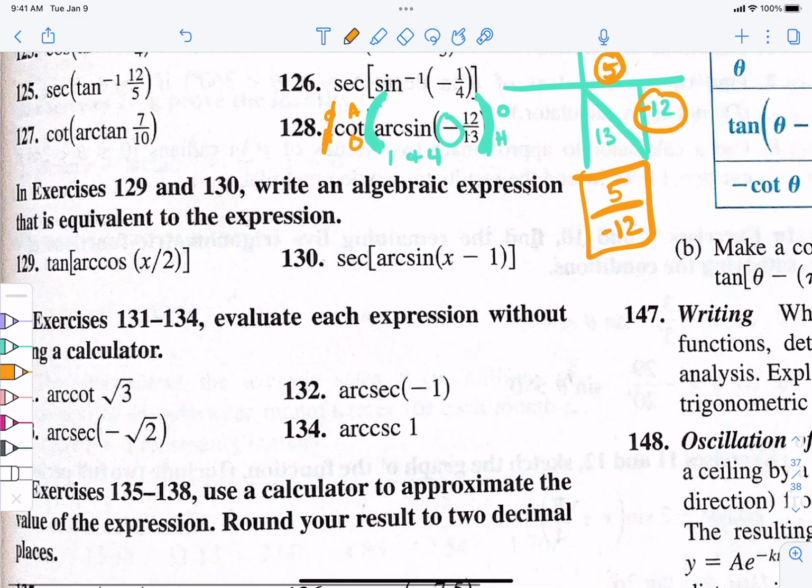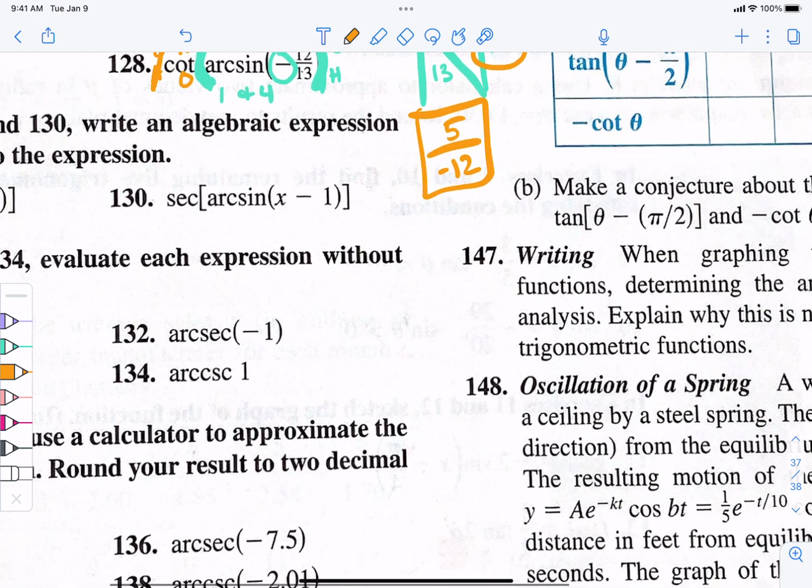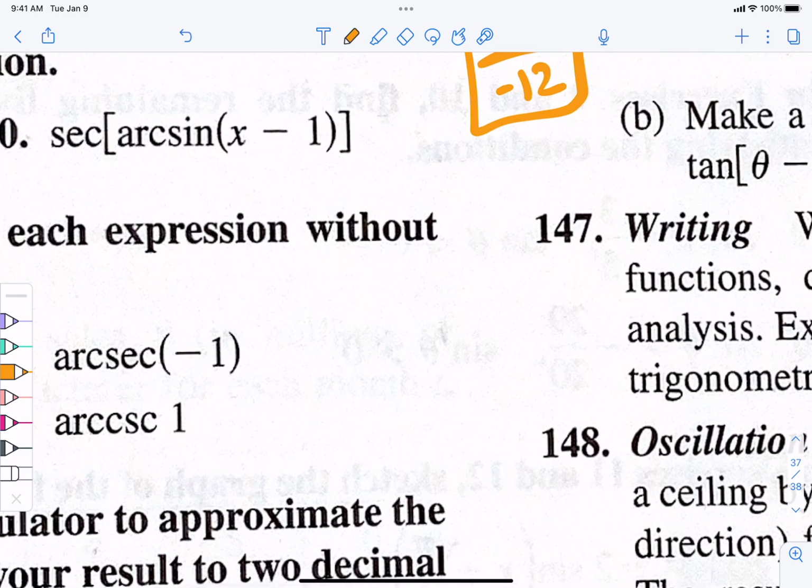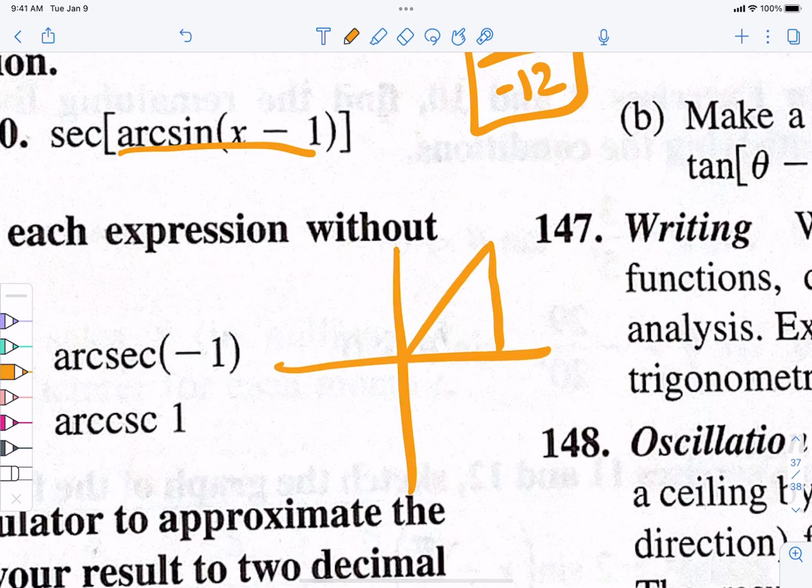130: an algebraic expression that is equivalent to this expression. Oh boy. Okay, same thing. Sine is in the first and fourth quadrant. We're going to go in the first, because I'm going to assume x minus 1 is positive. Now, what is x minus 1 as a fraction? It's x minus 1 over 1. This is opposite and this is hypotenuse, because we're doing sine. So the opposite side is x minus 1, and the hypotenuse is 1.